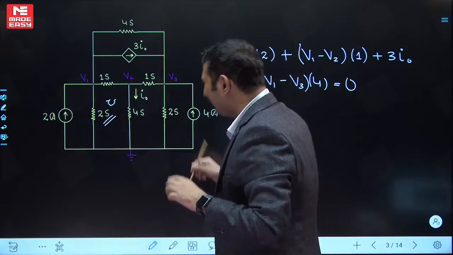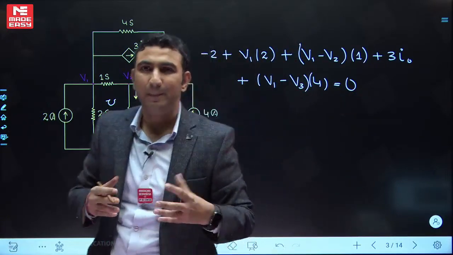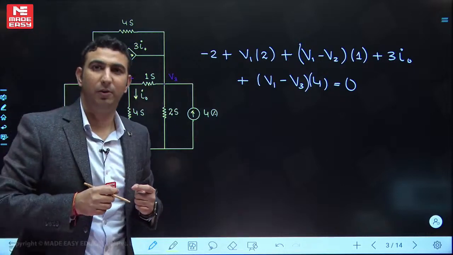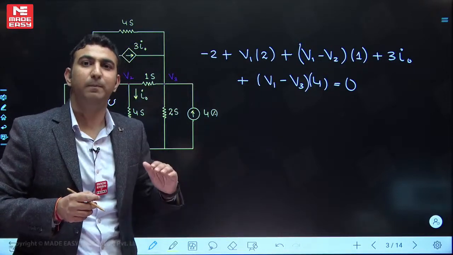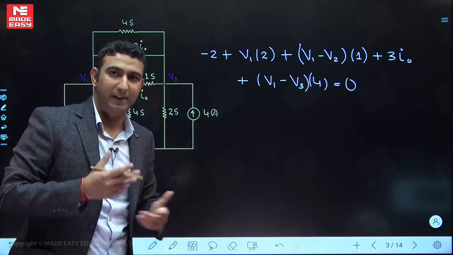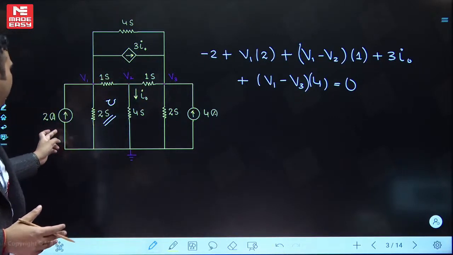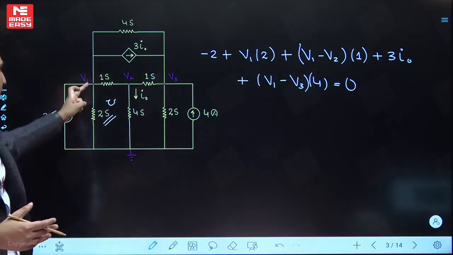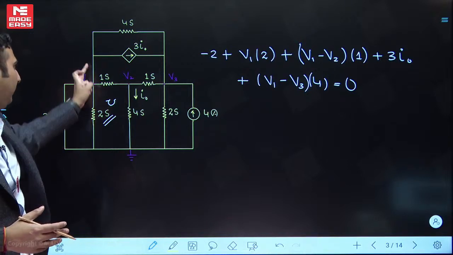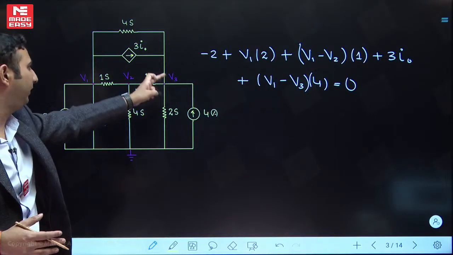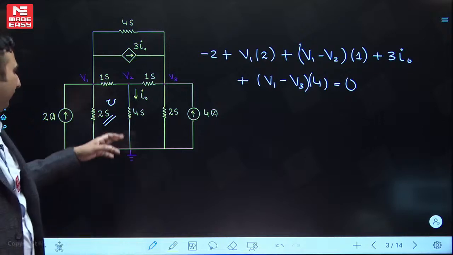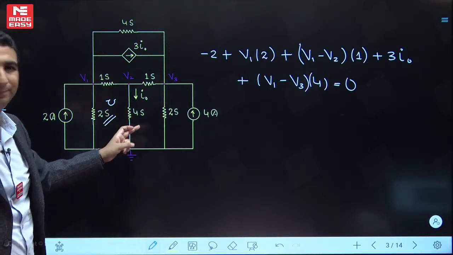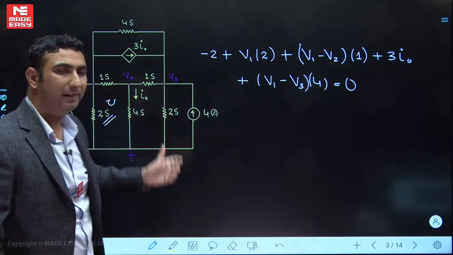So when Siemens is given or Mho is given, please pay a little bit of attention while writing the equations, do not divide by that value, multiply instead of dividing. So what we did: incoming minus 2, outgoing V1 into 2, outgoing V1 minus V2 into 1, plus outgoing 3 I0, plus outgoing V1 minus V3 into 4, where I0 value is V2 into 4. Then substitute, make equations and get the answer.